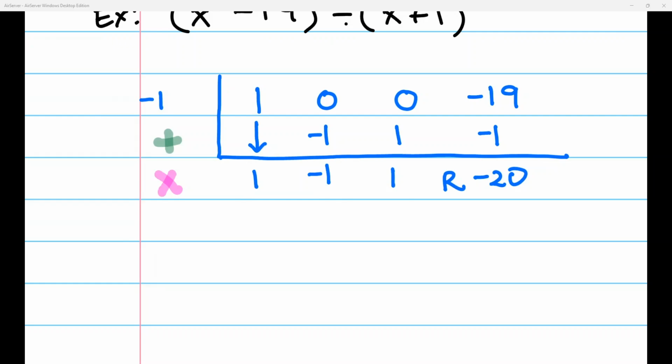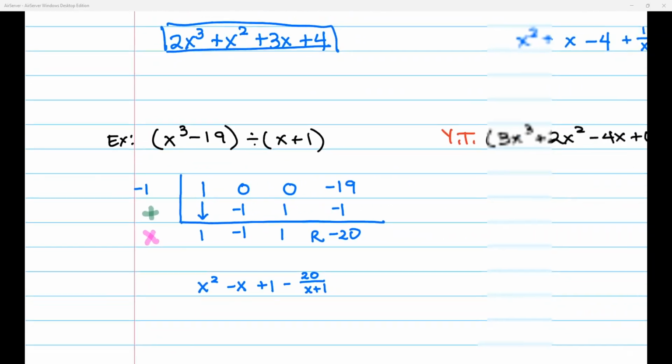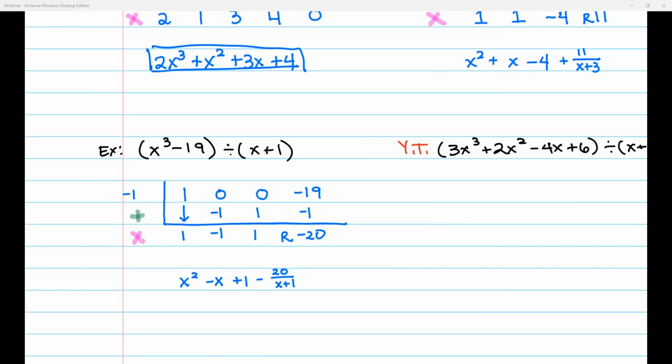So I end up with 1x squared. I'm just going to write x squared, minus x plus 1. And I do have a remainder, so I'm going to write this as minus, because it's negative, 20 over whatever my divisor was. My divisor was x plus 1. Hopefully you're starting to get the hang of it and you go, oh, that's really not too bad. It's actually kind of fast, okay?